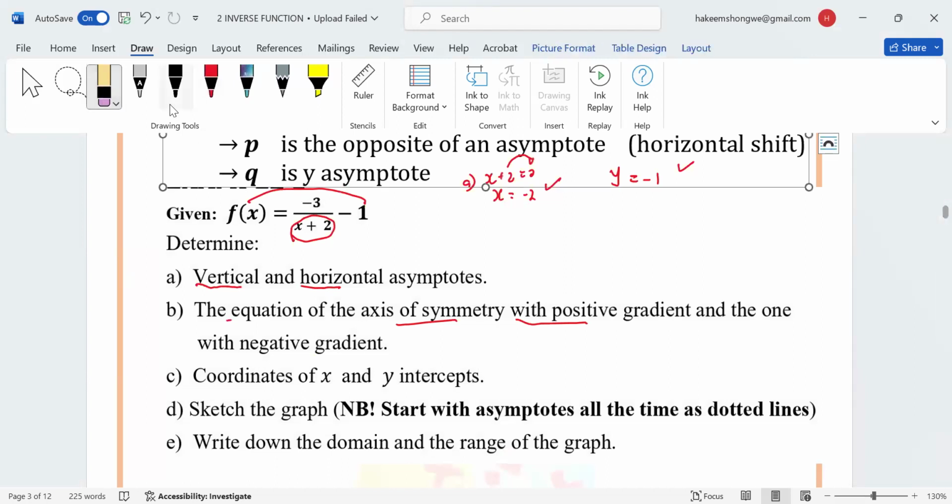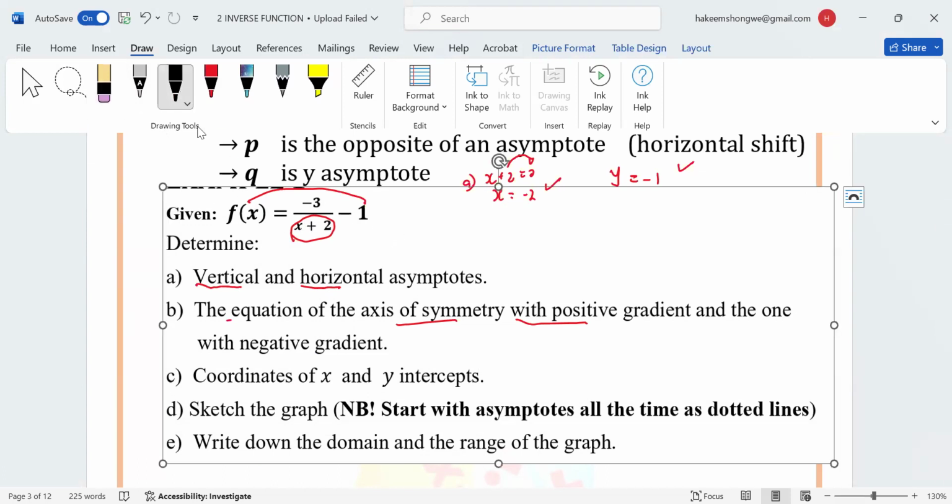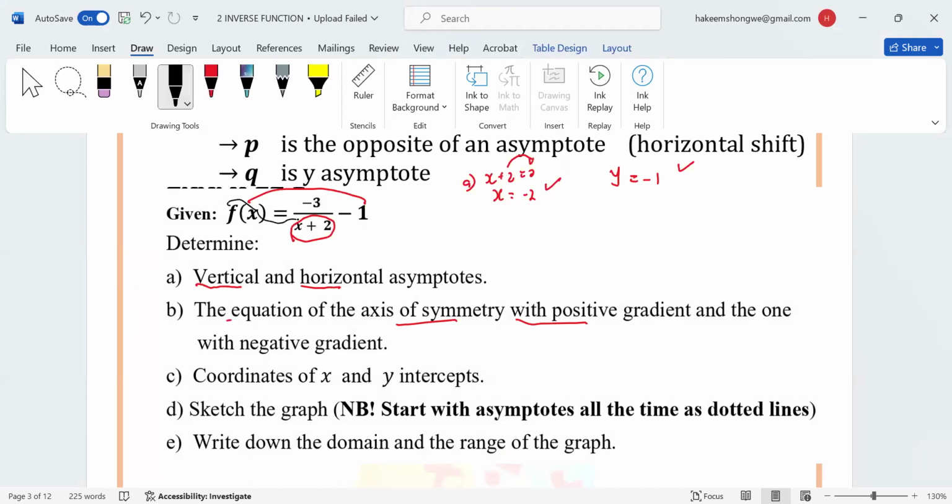Remember, if we're given the equation, the simplest way to get it is to do something like this. You take this part here. And then if you take that part, it's going to be like this. So you have B. On number B, you're going to have y, which is going to be equal to x plus 2 minus 1, like this. So this one is going to be the one with the positive gradient.